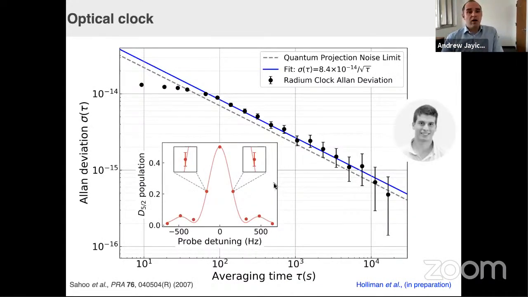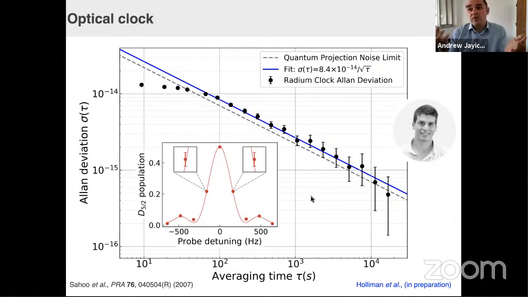We can make a clock with our system. We can drive six different symmetric Zeeman sublevels to make an optical clock on this S to D transition. You can see an inset of one of those sublevels and the Allan deviation for this clock. It at least competes with hydrogen masers in our initial effort.